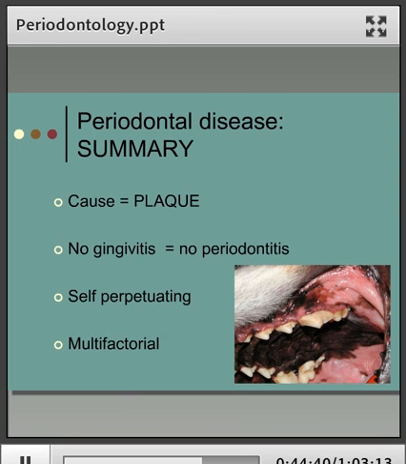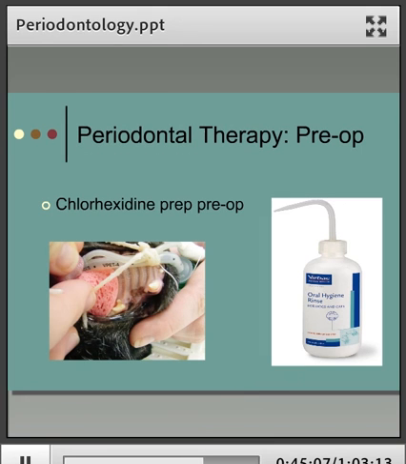So, in summary then, periodontal diseases are caused by plaque, a biofilm that we need to break up to get rid of. If we don't get gingivitis, then we won't get periodontitis, but once we do have it, we get this catch-22, a self-perpetuating progression of disease, but it is also multifactorial. Now, generally speaking, I wouldn't use antibiotics except in specific cases, but it can be useful to use topical antibacterial agents.